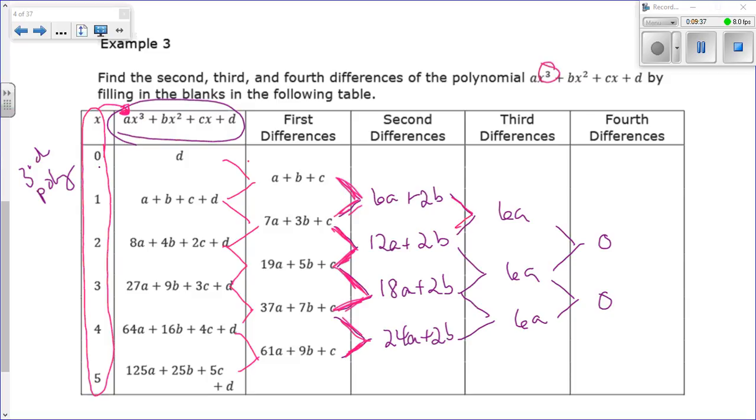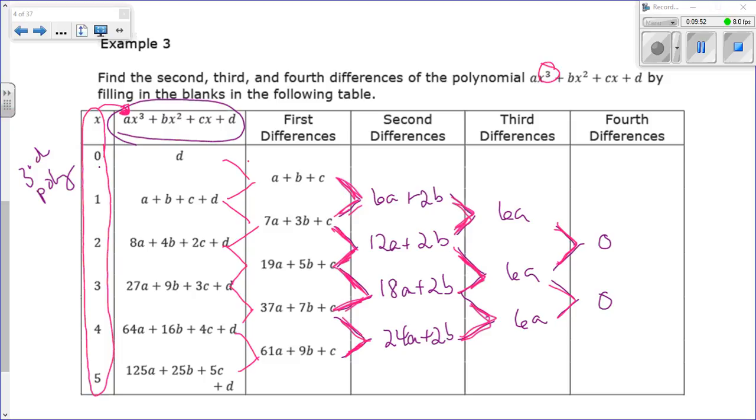Finding my third differences, I subtract those two, and I get 6a. When we subtract these two, we get 6a. When we subtract these two, we get 6a. And then finally, we get zeros for our fourth difference.